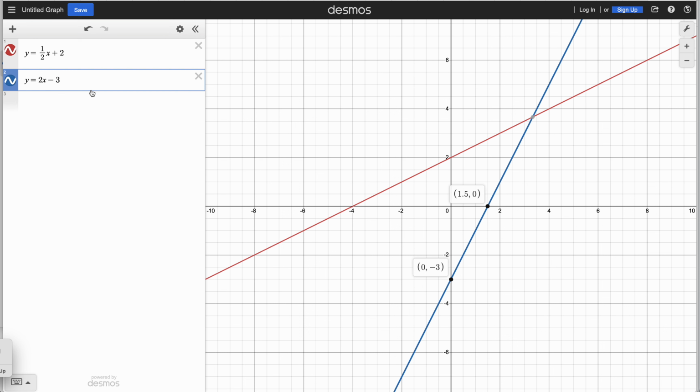So that's a quick crash course in Desmos. It has a lot of other features as we move along in the class that we'll talk about, but this is the application for graphs of lines.